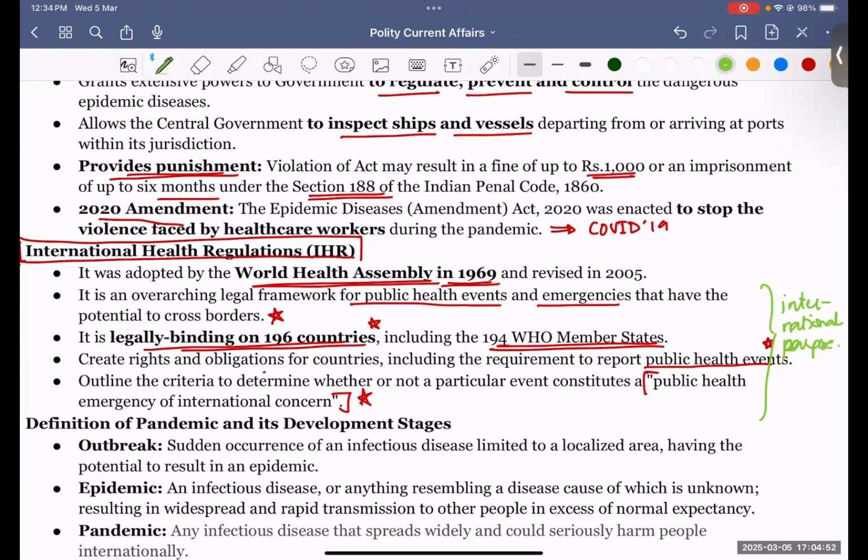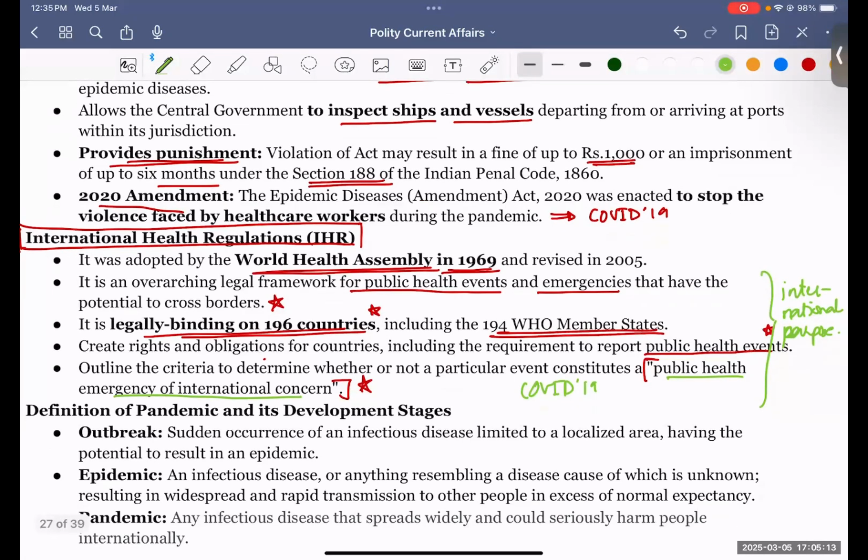Like during the COVID-19, we saw it emerged in one particular country. But then it started passing everywhere because of the travel and everything. So that was a public health emergency of international concern. So according to the IHR, it was declared as such.